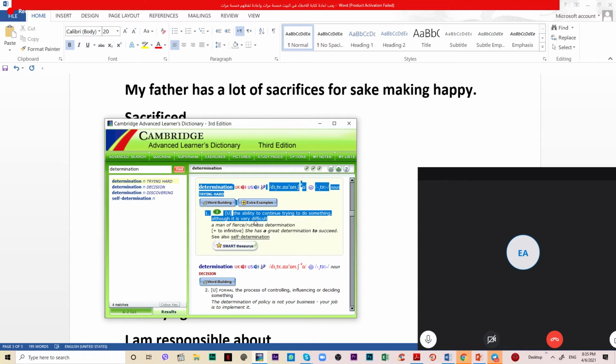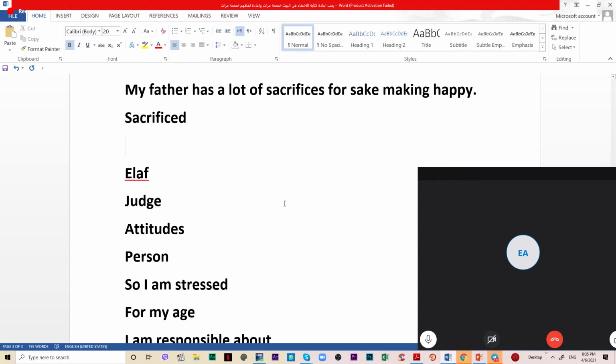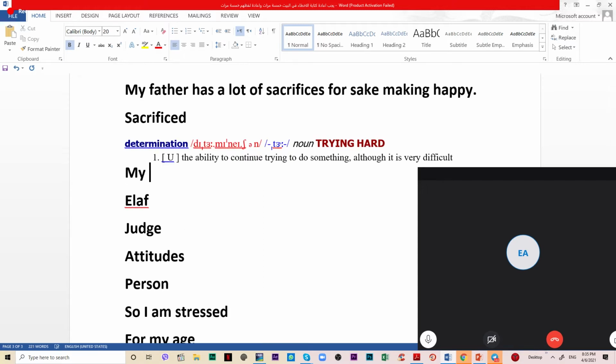Determination, for example: my father has a determination to achieve his goals. Note that has or have: has comes with singular subjects, while have comes with plural subjects. My father has a determination to achieve his goals.